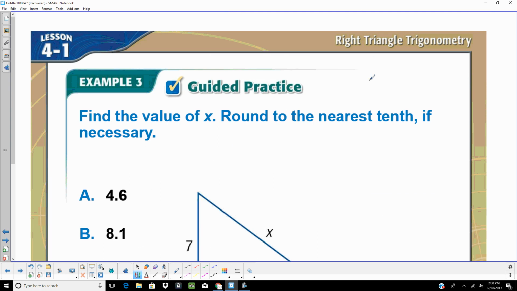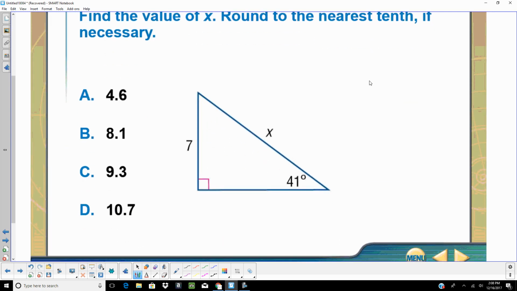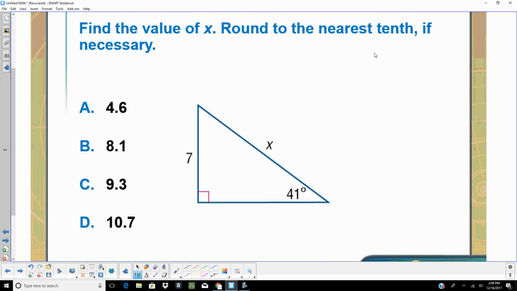Let's give you a chance to try one on your own. Hit pause. We're going to find the value of x, and we're going to round to the nearest tenth if necessary. So ask yourself, what do I know? Do I know adjacent, hypotenuse, or opposite? Figure out which trig ratio is going to be the best, sine, cosine, or tangent, and then set up an equation. Go for it. Again, you might want to hit pause.